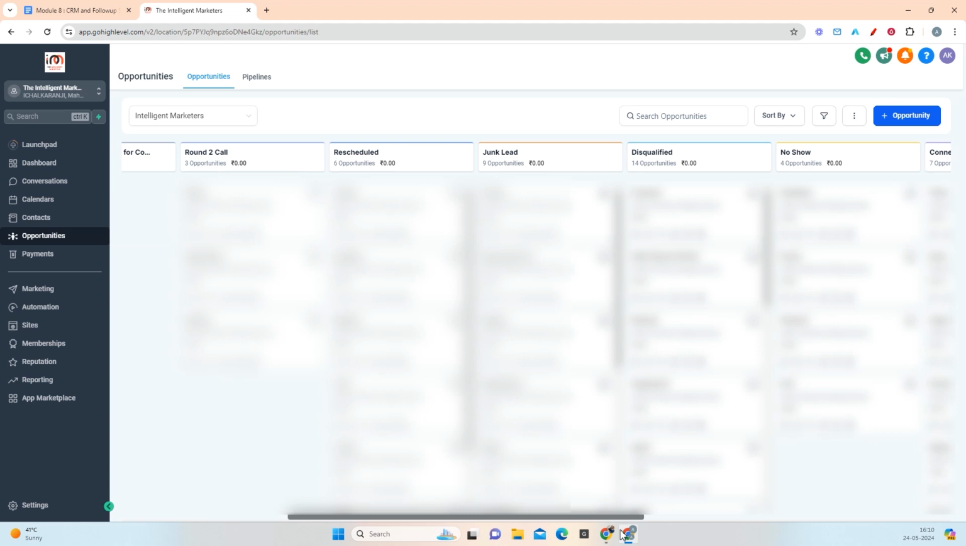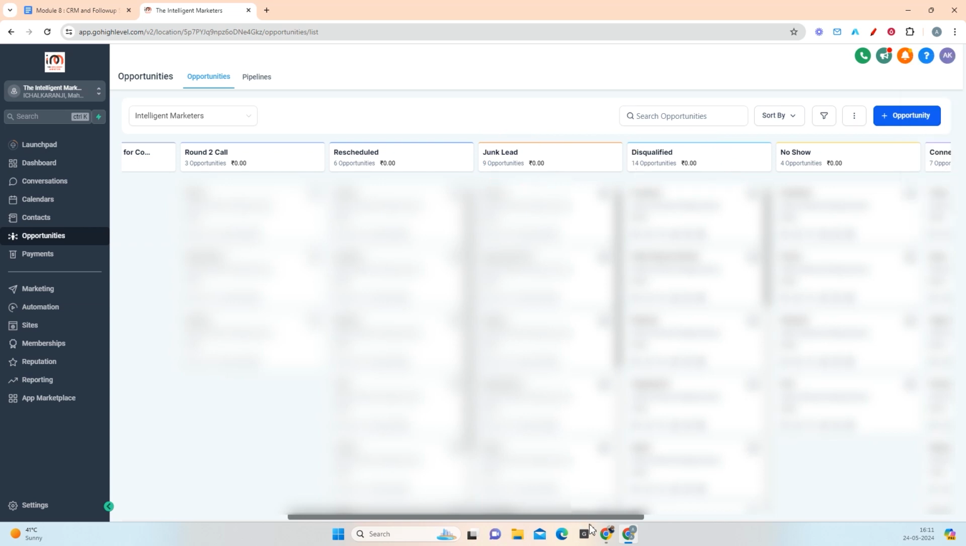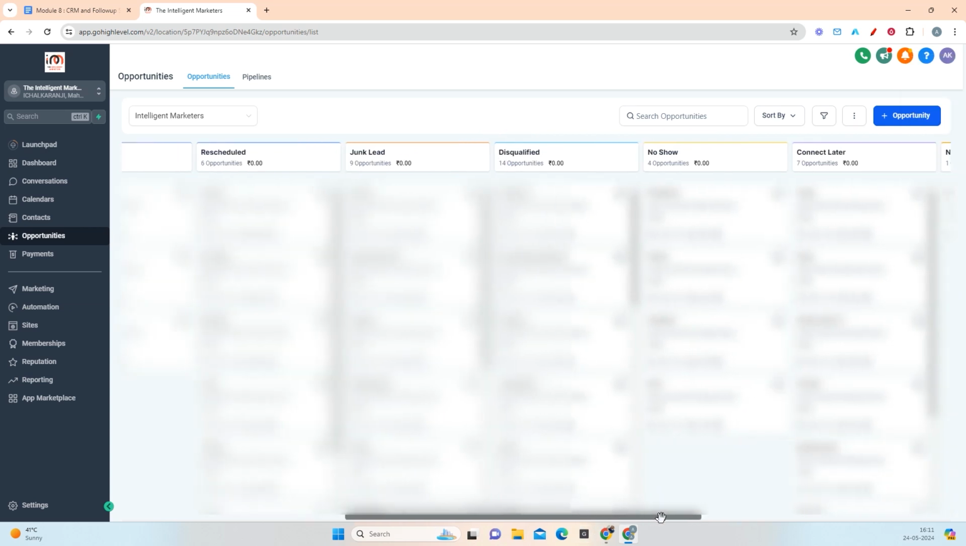Now whenever there is any person who says, hey, I don't remember, I'm filling out this particular information, I don't know who you are calling and all those things, then we put them into junk lead. Please understand, there is a difference between a junk lead and a disqualified lead. Disqualified means someone who cannot afford our services, and a junk lead is someone who says they do not remember filling out the form or any other such things. Then let's say there is a person who has booked an appointment, but for some reason does not show up for the appointment. In that case we move him to no show.